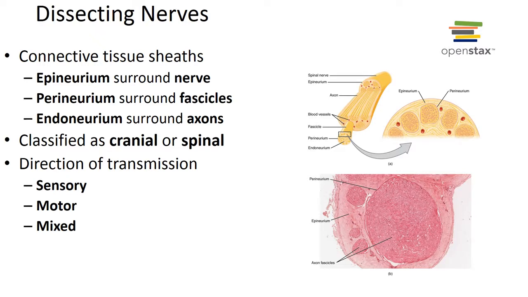Now, nerves can be classified as either cranial or spinal, and they're based on their direction of transmission. Sensory is going afferent, motor is efferent, and we also have some mixed nerves. We will examine the 12 pairs of cranial nerves as well as looking at some spinal nerves.